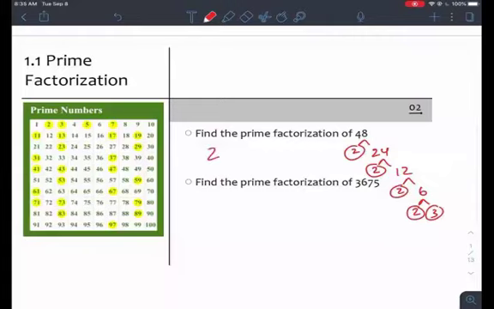So you take a look at each factor. In this case, you have 2. It appears a total of 4 times. So 2 to the power of 4. And then you have 3. It appears once. And so that would be the prime factorization of 48.